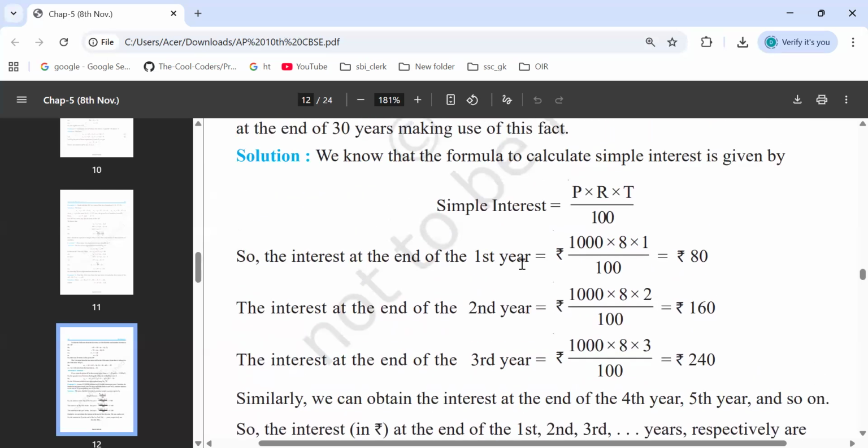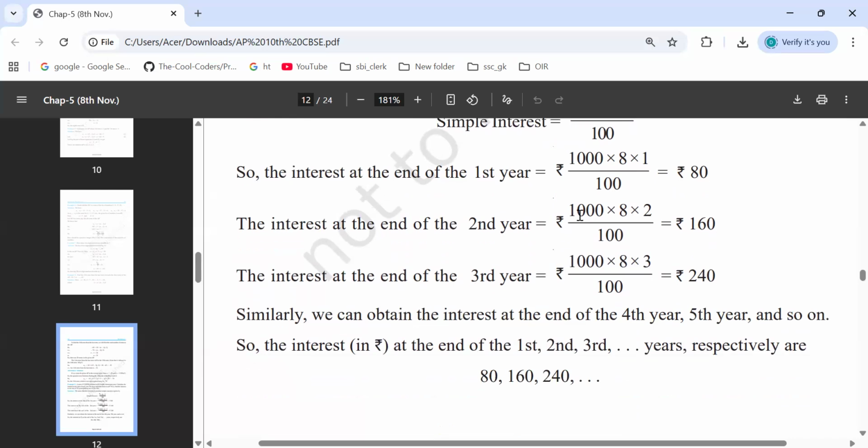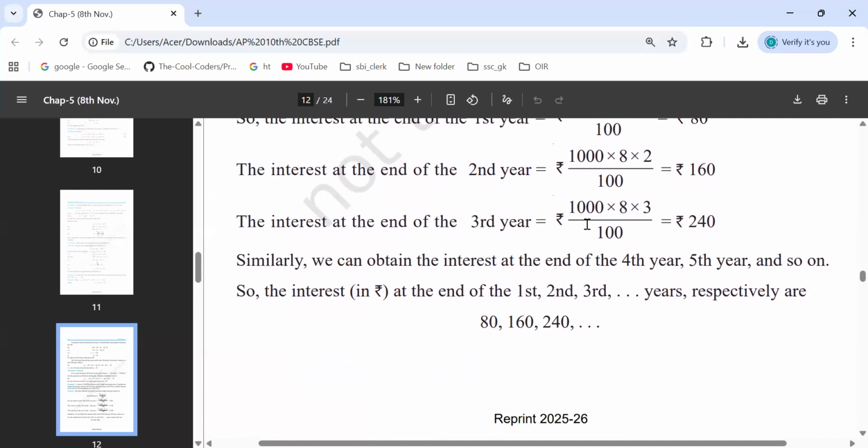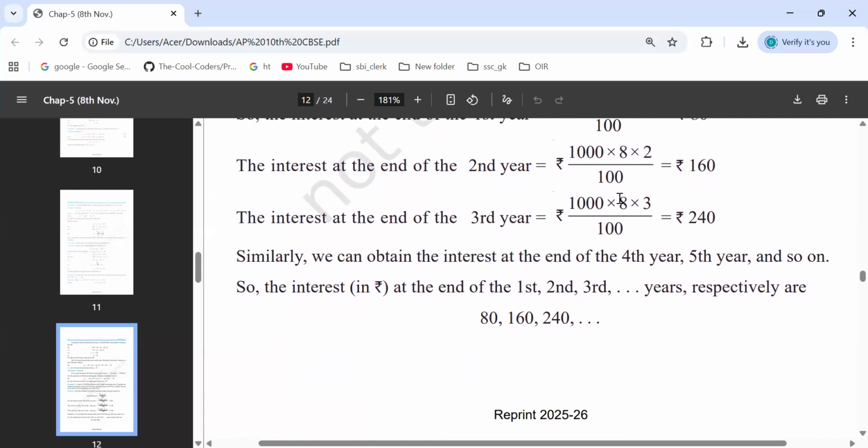So for the first year, P will be 1000, rate will be 8, and time will be 1, upon 100. So the value will be 80. For the second year, P will be 1000, rate will remain the same, 8, and the time will change from 1 to 2, upon 100, which will be equal to 160. Now for the third year, P will be 1000, R will be 8, and time will be 3, upon 100. So we will get 240.